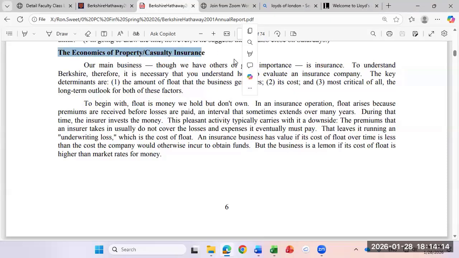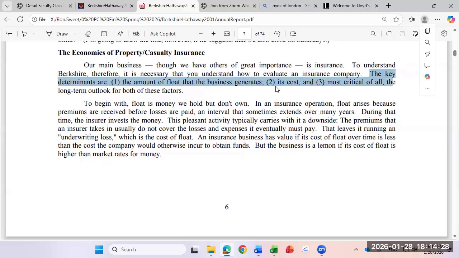So understanding that is their business. We're not talking about Geico here. We're talking about their reinsurance. Gen Re is their main reinsurance company. But insurance is their biggest business, especially reinsurance. So he says the key for understanding insurance is float, its cost, and what it looks like going forward. Is this a good business to be in or a bad business to be in?